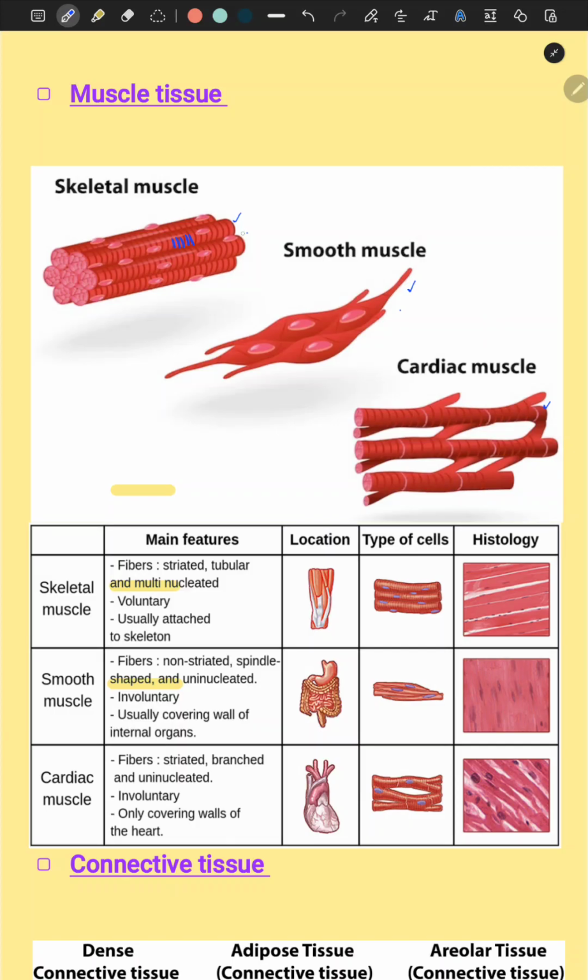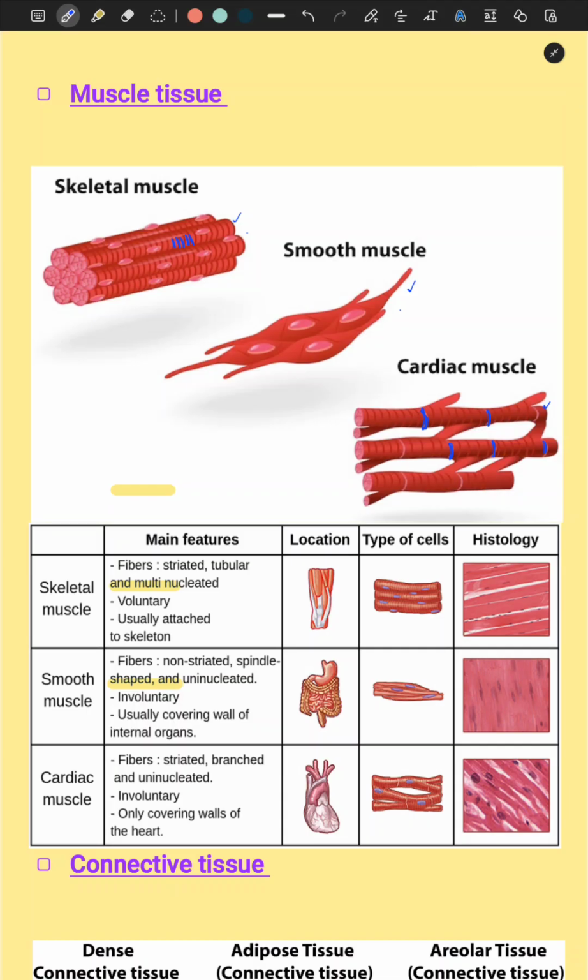The skeletal muscles don't have intercalated discs. Smooth muscles also don't have intercalated discs, but cardiac muscle tissue has intercalated discs. These are the intercalated discs. Those are the main structural differences between these muscle tissues.